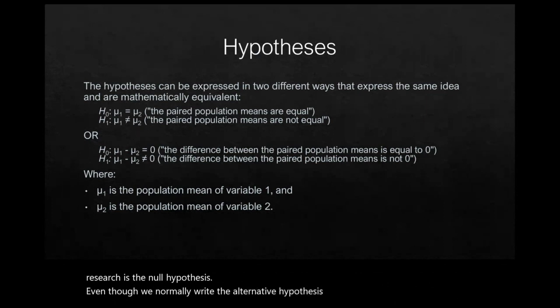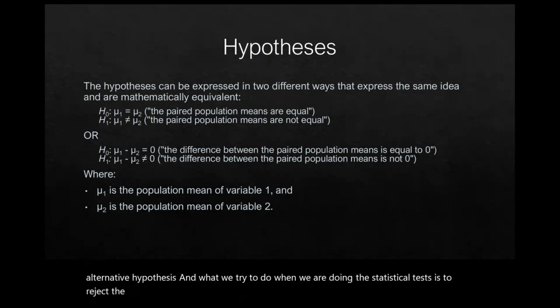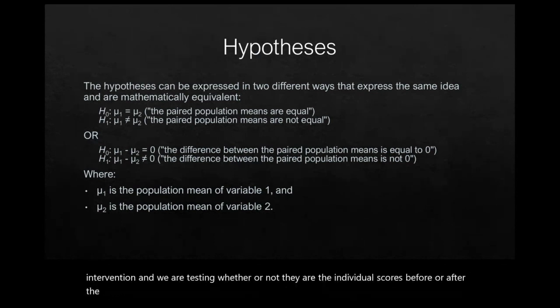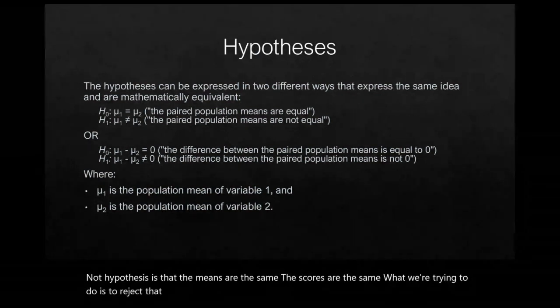So H0 is the null, the H1 is the alternate hypothesis. And what we try to do when we are doing the statistical tests is to reject the null hypothesis. So for example, if we have administered an intervention and we are testing whether or not an individual's scores before or after the intervention are the same, then the null hypothesis is that the means are the same, the scores are the same. What we are trying to do is to reject that, to say that the intervention had an effect.